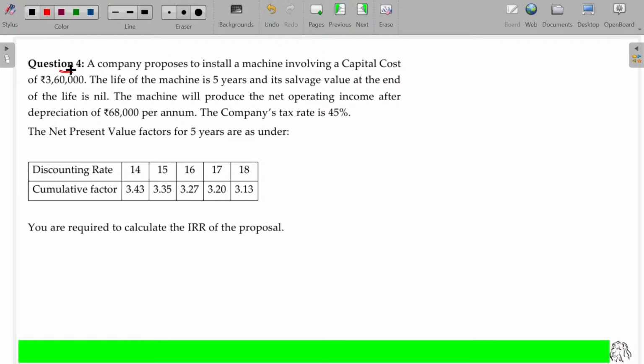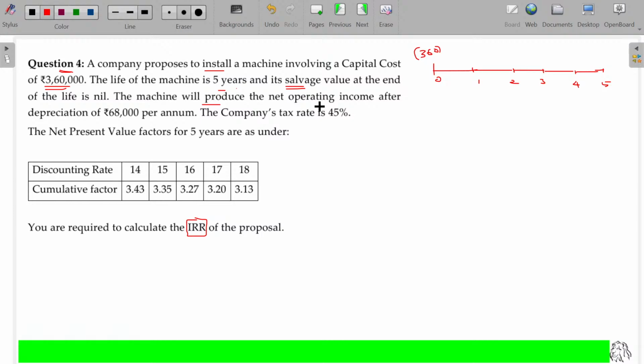Question number 4. You are required to calculate IRR of the proposal. The company proposes to install a machine involving capital cost of rupees 3,60,000. The life of the machine being 5 years. So, in the very first year, there is an outflow of 360,000 rupees. At 5 years end, it has no salvage value.